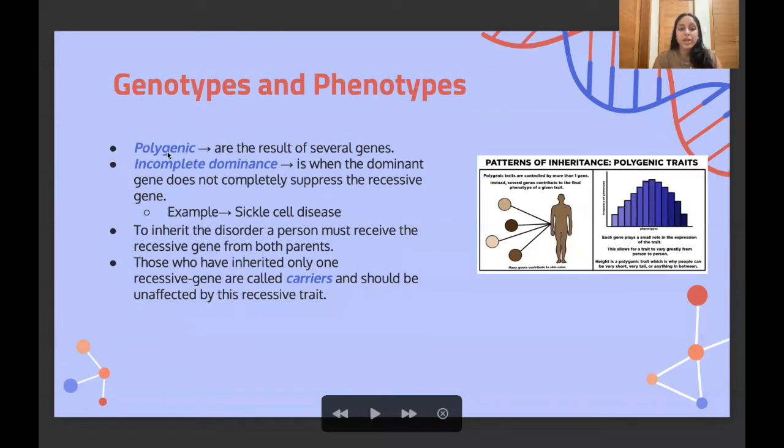Polygenic traits are the result of several genes, while incomplete dominance is when the dominant gene does not completely suppress the recessive gene. An example of this is sickle cell. To inherit the disorder, a person must receive the recessive gene from both parents. Those who have inherited only one recessive gene are called carriers and should be unaffected by this recessive trait.